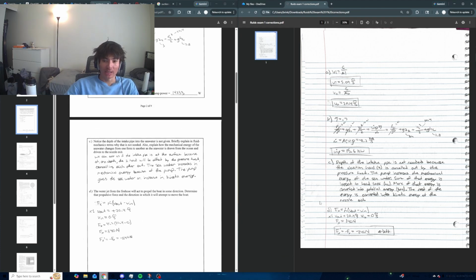And then finally for part D, we have to find the force. So we just use momentum balance, and in the x direction, which is the way the water is shooting out, there are no external forces, no pressure, no gravity. So it's just equal to the mass flow rate times V out minus V in, which we already solved for, and you get F of x equals 840 newtons.